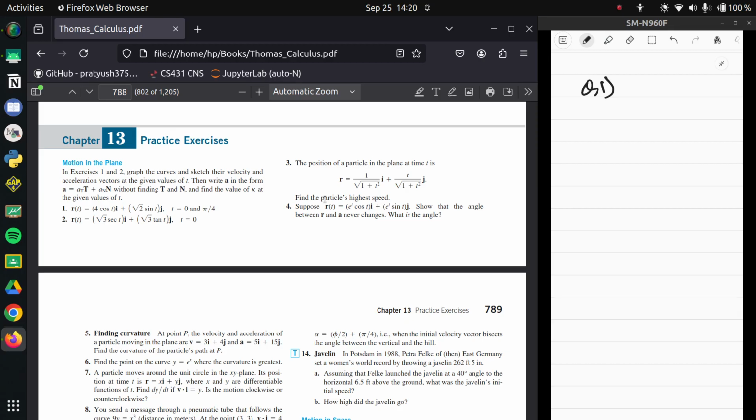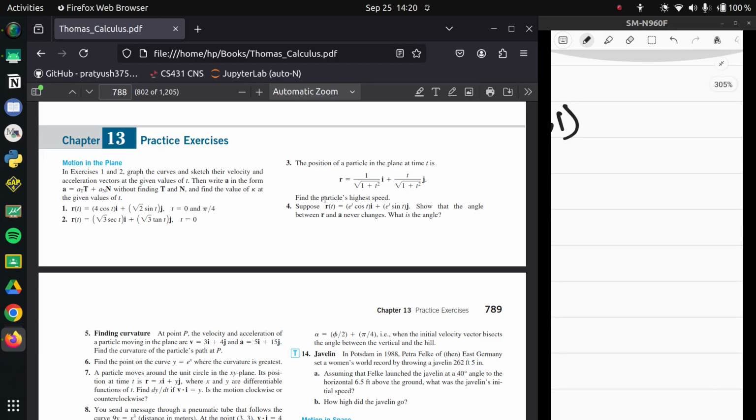Okay, the position of a particle in the plane at time t is given, find the particle's highest speed, all that stuff. This doesn't look so complicated at all. So first is all just like graphing stuff. Should I be doing this? Nah, I'm just gonna figure out the A_T, A_N and the kappa thing.